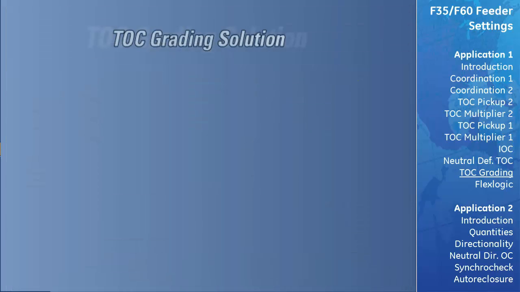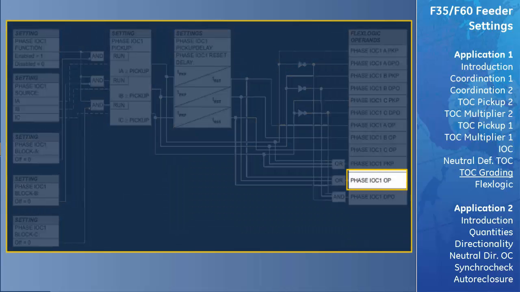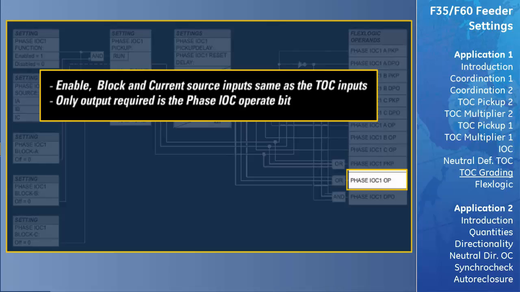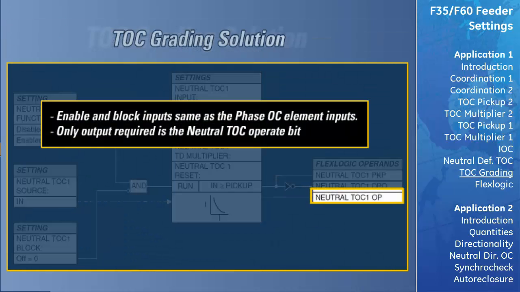Now let's look at the function of the inputs for the logic diagram of the phase IOC element. The enable, block, and current source inputs are the same as the TOC inputs. The only output that will be required by the Flexlogic is the phase IOC operate bit. The enable and block inputs for the neutral TOC element are configured the same as the phase overcurrent element inputs. The only neutral TOC element output that will be required by the Flexlogic is the neutral time overcurrent operate bit.